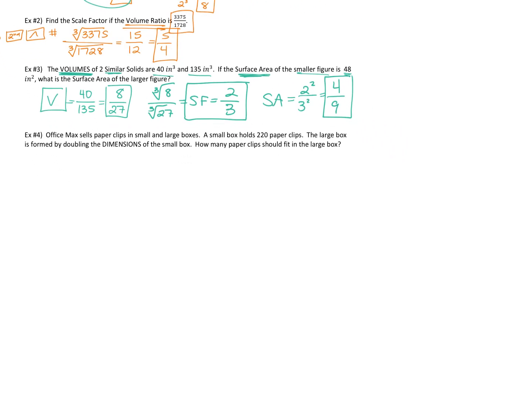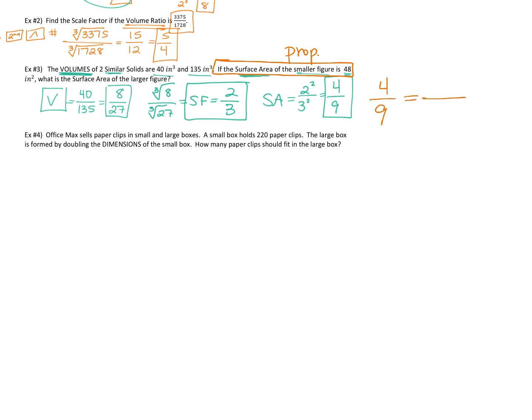But you see, it's a 3-step process to get there, right? So take your time, do it right. Now look at the information they gave us. It says, if the surface area of the smaller figure is 48 square inches, what's the surface area of the larger? So at this point, now we're going to set up a proportion. So we're going to say 4 over 9.